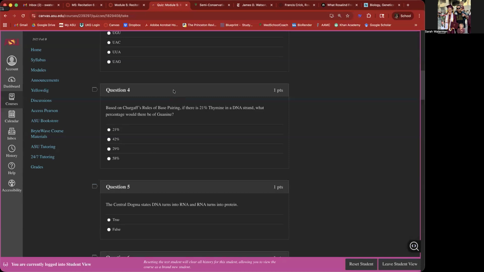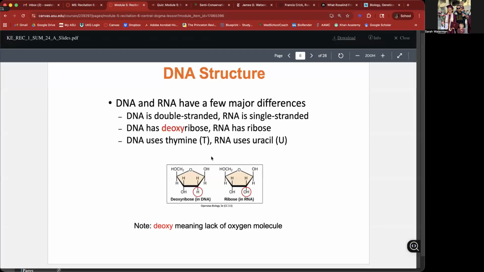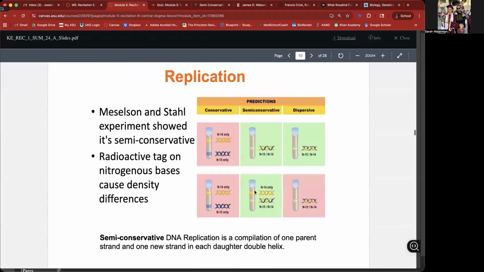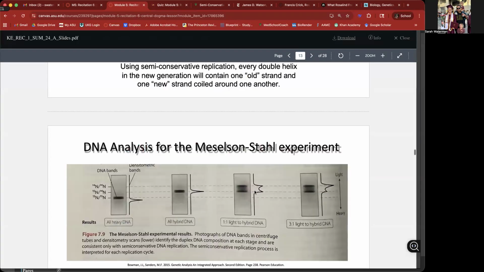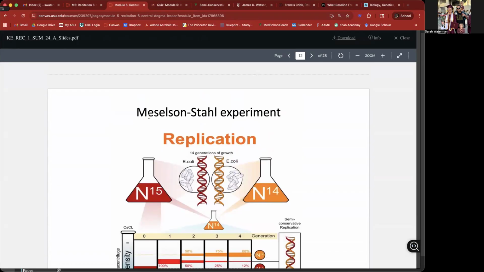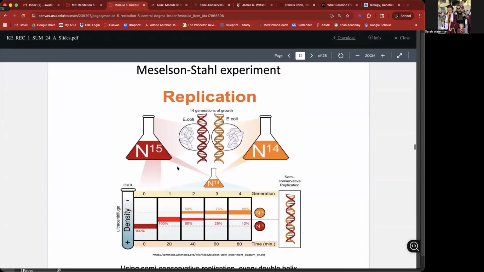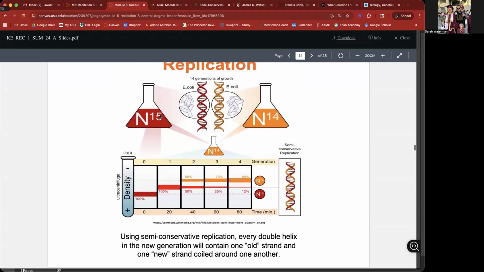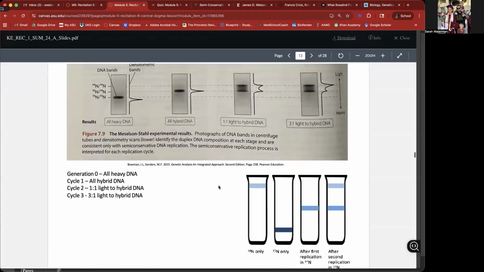would there be of guanine? So for Chargaff's rule, and here's your Meselson and Stahl experiment. I'm sorry, I said carbon. I meant to say nitrogen. This was how we discovered that it is semi-conservative replication. So just review this to understand why.